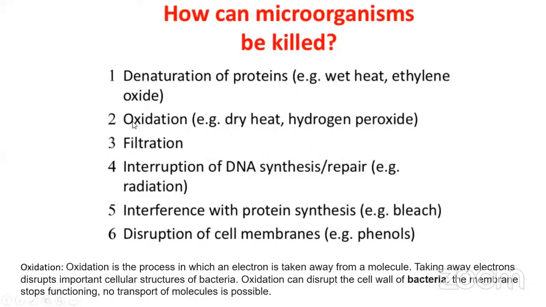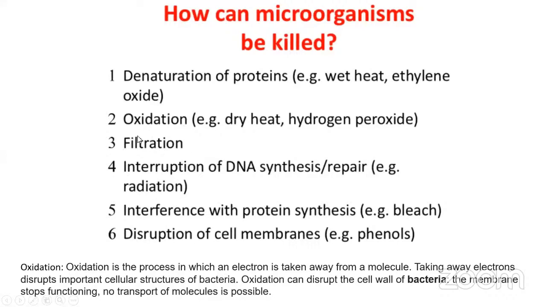Then the second process by which sterilization kills microorganisms is oxidation. And how does oxidation help in killing microorganisms? Oxidation creates a pore in the cell membrane, as a result of which the cell membrane becomes non-functional. And once the cell membrane or cell wall becomes non-functional, there will be no transport of materials in and out of the cell, and as a result the microorganisms will be killed.